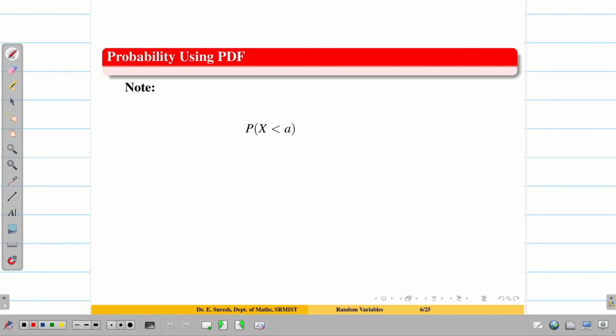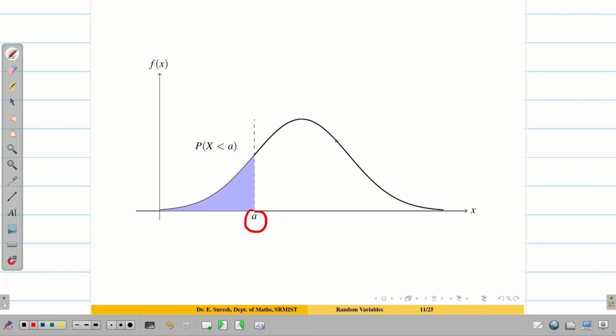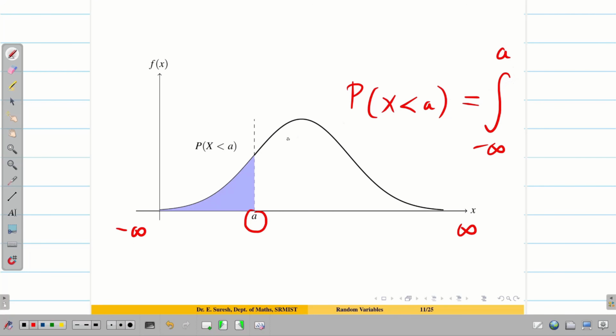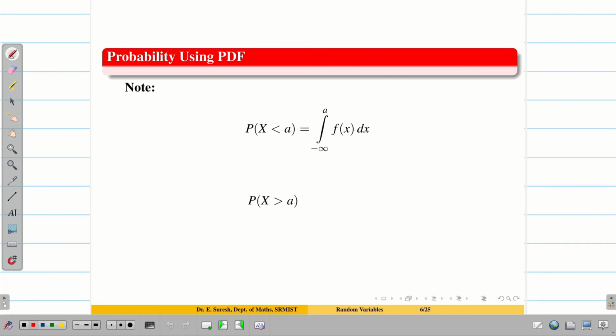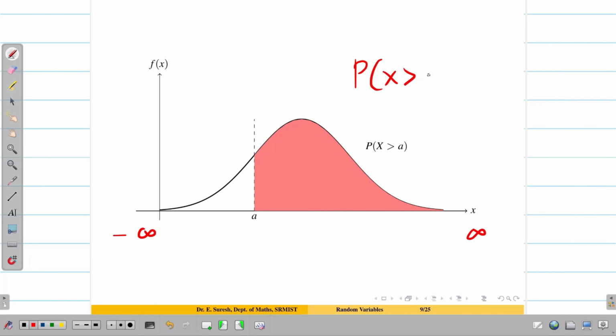If I say the probability of X less than a, we have a pictorial representation. So this is my curve and the point a. Probability of X less than a means my lower limit is going to be minus infinity and my upper limit is a, of f(x) dx. Next, obviously you would have guessed, if X greater than a, my lower limit starts from a and goes up to plus infinity, f(x) dx. We can easily see that the probability of X greater than a is the integral from a to infinity of f(x) dx. The pictorial representation is given here.